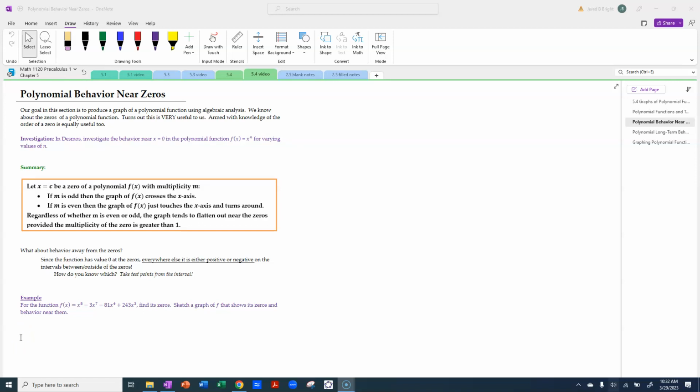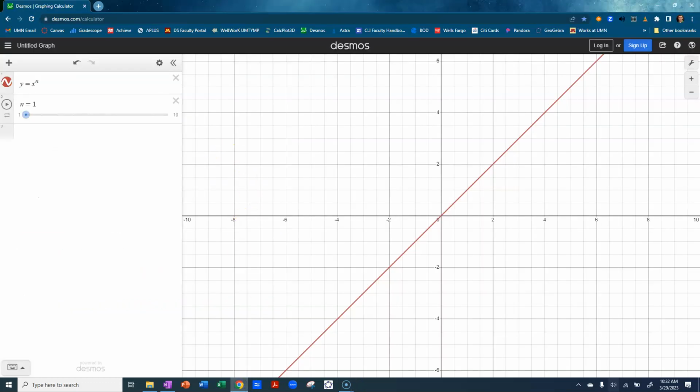And so next what we want to do is start to see how those zeros, and their orders I should say, come about in connection to the graph. So we're going to look at Desmos, okay? And yep, there is a summary here, but we'll come back to it and talk about it in more detail soon. So here's Desmos. I have just y equals x to the n, and then we're going to change the value of n and just look and see what happens.